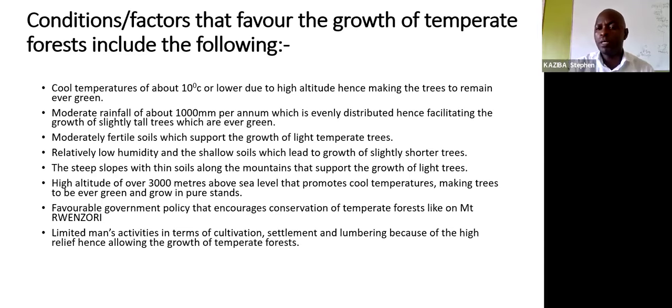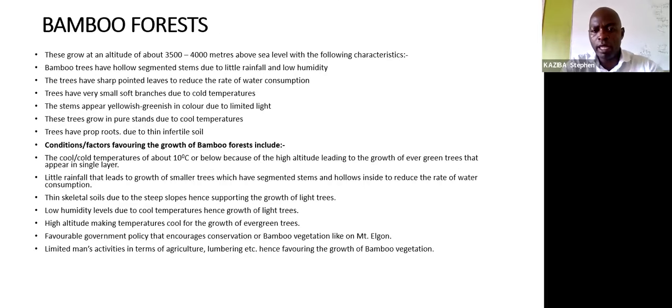Then favorable government policies lead to the conservation of temperate forests on those mountains. Then lastly, limited human activities in terms of cultivation, lumbering, etc. lead to the growth of this. When you're done with that, then you go to another height. So beyond that height, between 3,500 to 4,000 meters above sea level, we have the bamboo forest.